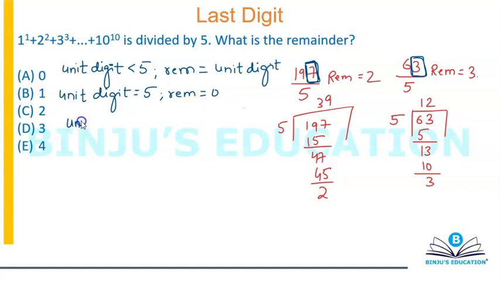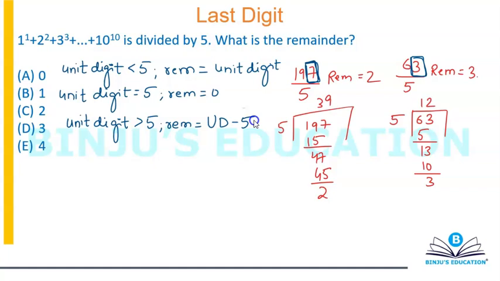And if the unit digit is greater than 5, then the remainder is the unit digit minus 5. I'm writing that as UD minus 5. For example, check out the case of 197. Remainder came out to be 2. What is 2? It's 7 minus 5. That is 2. Right? And this will always happen.